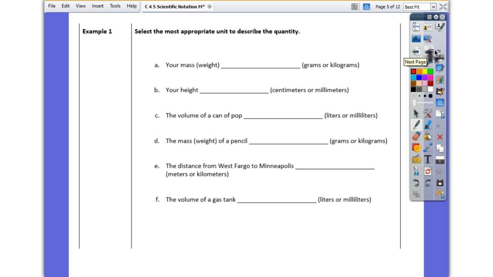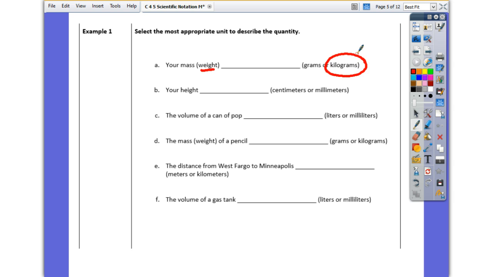Okay, and on your worksheets, you don't have to write all of them, you can circle them as well. Your mass, your weight. What would you measure that in? Grams or kilograms? Do you want to use a bunch of little paper clips, or do you want to use half bags of sugar? So you're going to want to use kilograms.